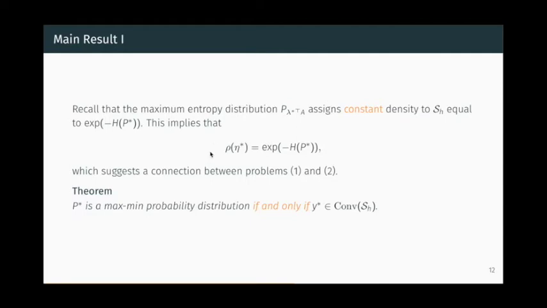If you recall, the maximum entropy distribution assigns constant density to the target set. And that constant density or constant probability is this value, exponential of minus the entropy. So this implies that if you take the minimum probability across the target set, since they are all the same, well, you have that the minimum probability is this value. So here you can see that we have our two objective functions evaluated at the same distribution. So this suggests a connection between problem 1 and problem 2.